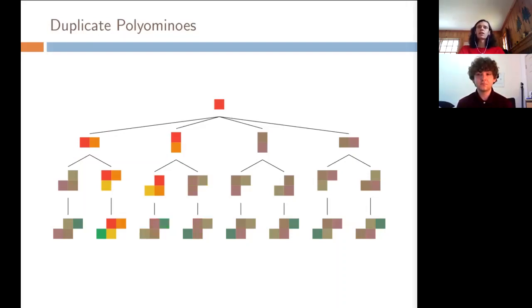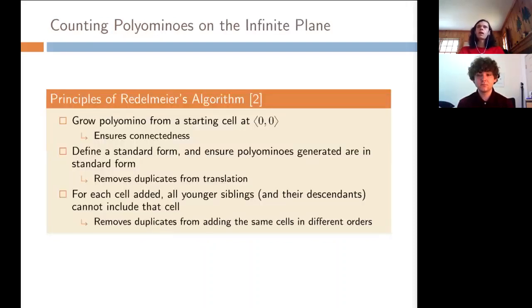Implementing this, we see that there is only one remaining way to generate our polyomino. Ultimately, the logic we use can be extended to all levels of the tree. Once the cell has been added to a polyomino, it cannot be filled in younger siblings or their descendants. Let's summarize the rules we have implemented.